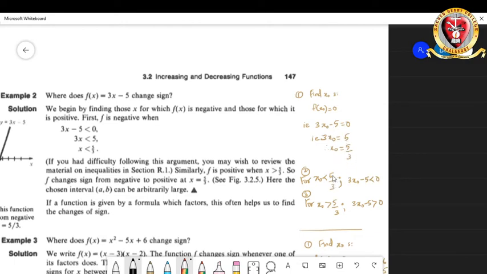Now look to the left of 5 by 3 and to the right of 5 by 3. When x naught is strictly less than 5 by 3, we have 3x naught minus 5, just cross multiply and take this 5 to the left, that will be strictly less than 0, and this is nothing but f of x naught. And if x naught is strictly greater than 5 by 3, that will mean 3x naught minus 5 is strictly greater than 0. So at this point, x naught is equal to 5 by 3, the function is changing from negative value to positive value. So that's how it changes sign from negative to positive.